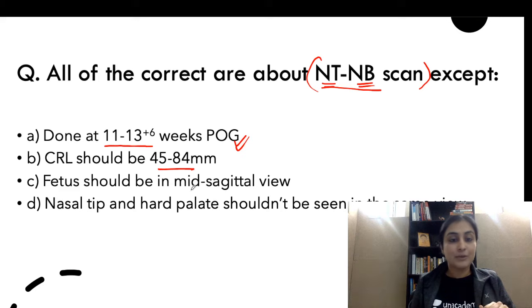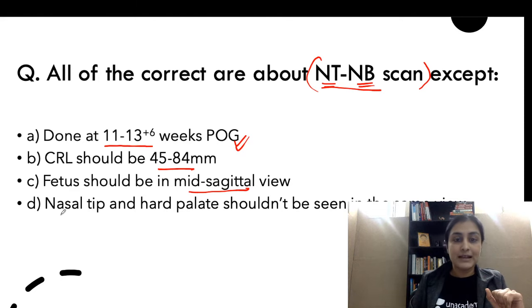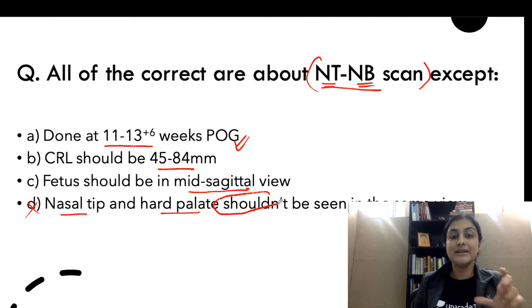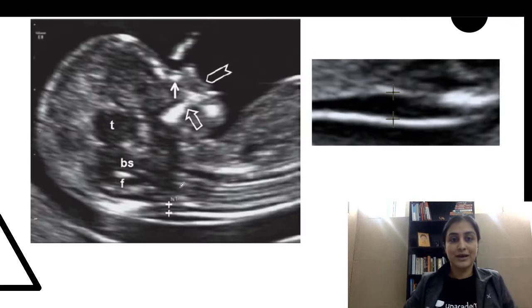Then the fetus should be in mid-sagittal view, same as CRL, and again no flexion, no extension. The neck should be neutral, and the nasal tip and the hard palate shouldn't be seen in the same view. This is wrong. They should be. This is how I determine that we are actually in the mid-sagittal plane. These are the structures that we have to identify in that image to know that we are in the mid-sagittal view. So let's look at the image.